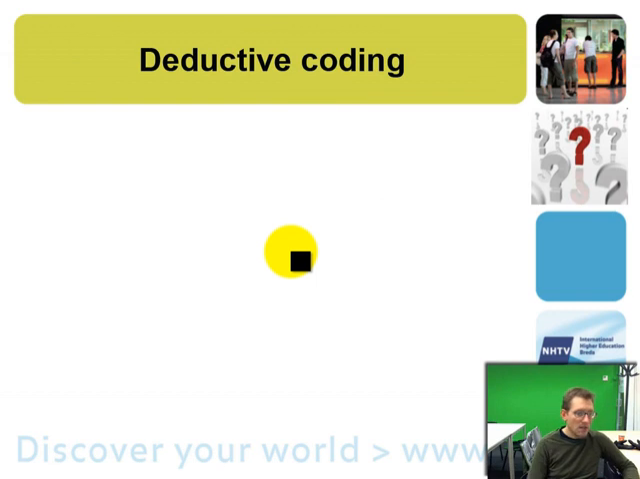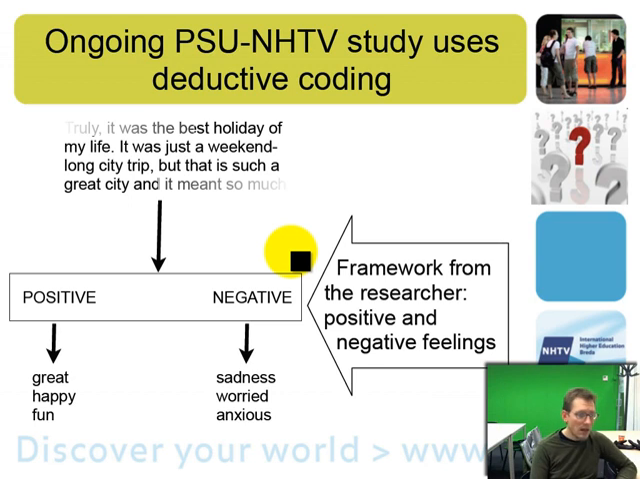Let's look at an example of deductive coding. Deductive coding, again, involves putting the text into categories that you, the researcher, have decided on, probably based on some kind of theory, something you've read in the literature, ahead of time. You decide on the categories, then you look at the text later. An example of a research project I'm involved in right now that uses deductive coding is a study of people's emotions over the course of a holiday experience.